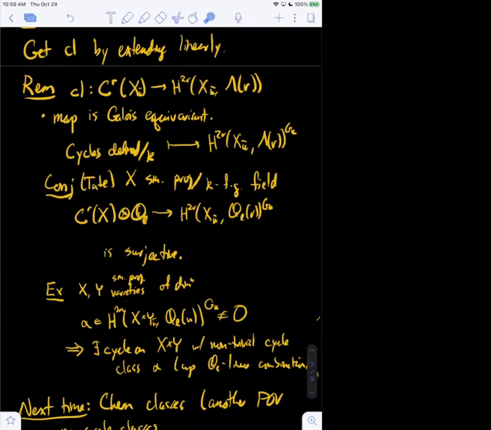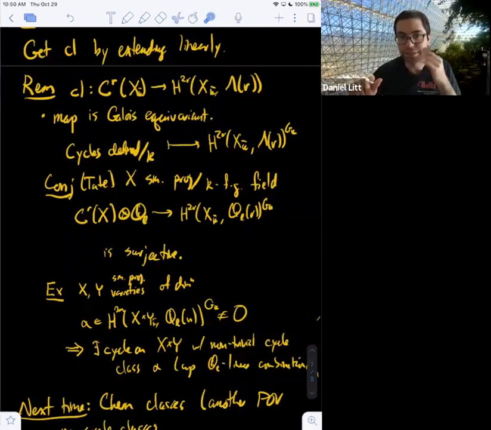Is that one of the Grothendieck conjectures? It's a conjecture of Grothendieck. I don't remember if it's one of the standard conjectures. Maybe it's the homological standard conjecture or something.